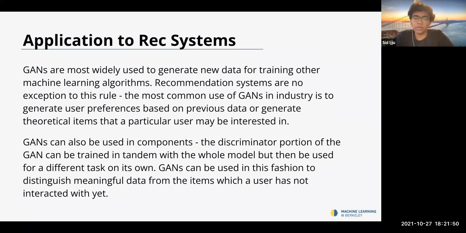You can use a discriminator portion, for example, to detect a fake user from a real one. If you trained a GAN to generate users, then the discriminator part of the GAN will be really good at detecting a true user from someone who is not really a user. So you can use aspects of GANs to determine different things other than the whole model itself. One way this could be used in this session is to distinguish meaningful data from the items which your user has not interacted with yet.